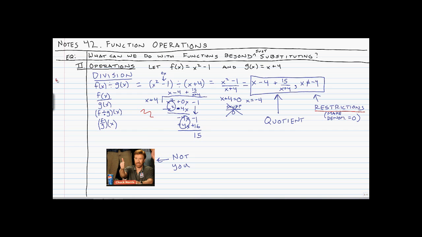So, what are restrictions, and how do you find them? So specifically, how do you get where those restrictions are?